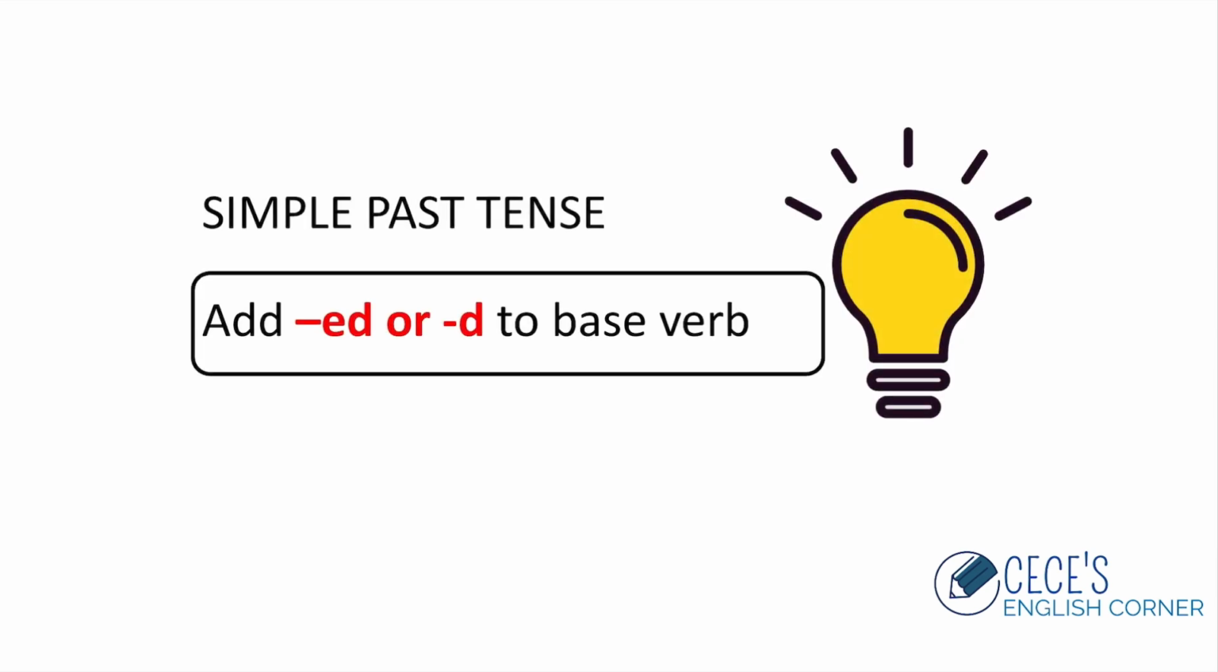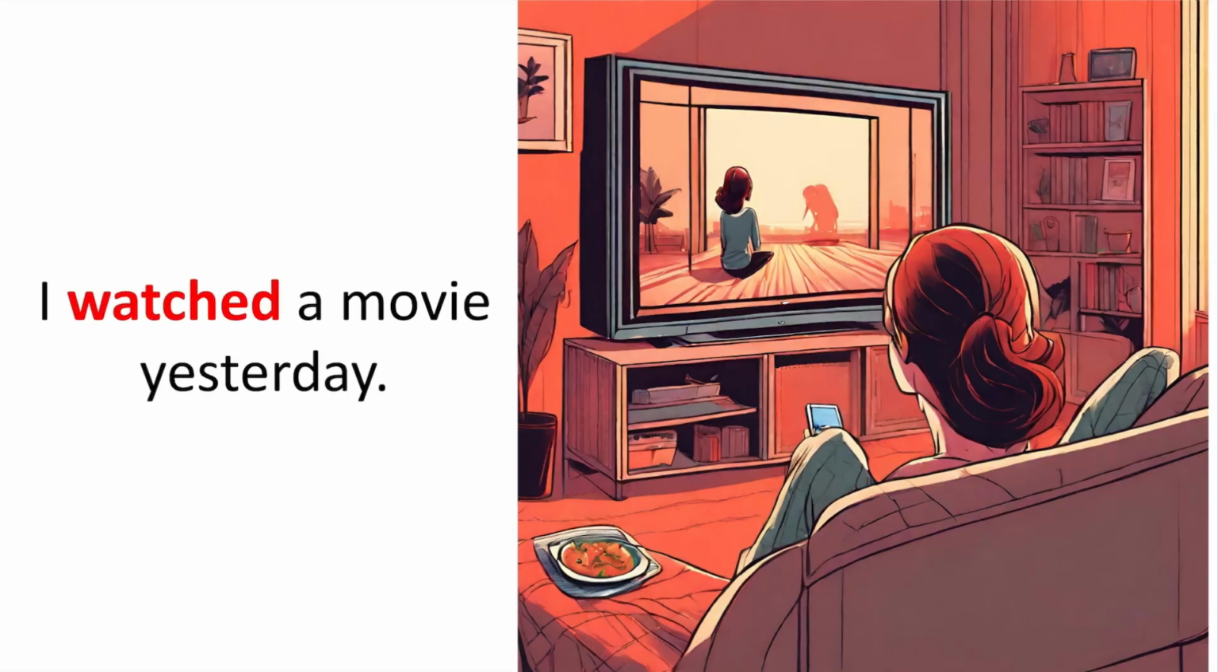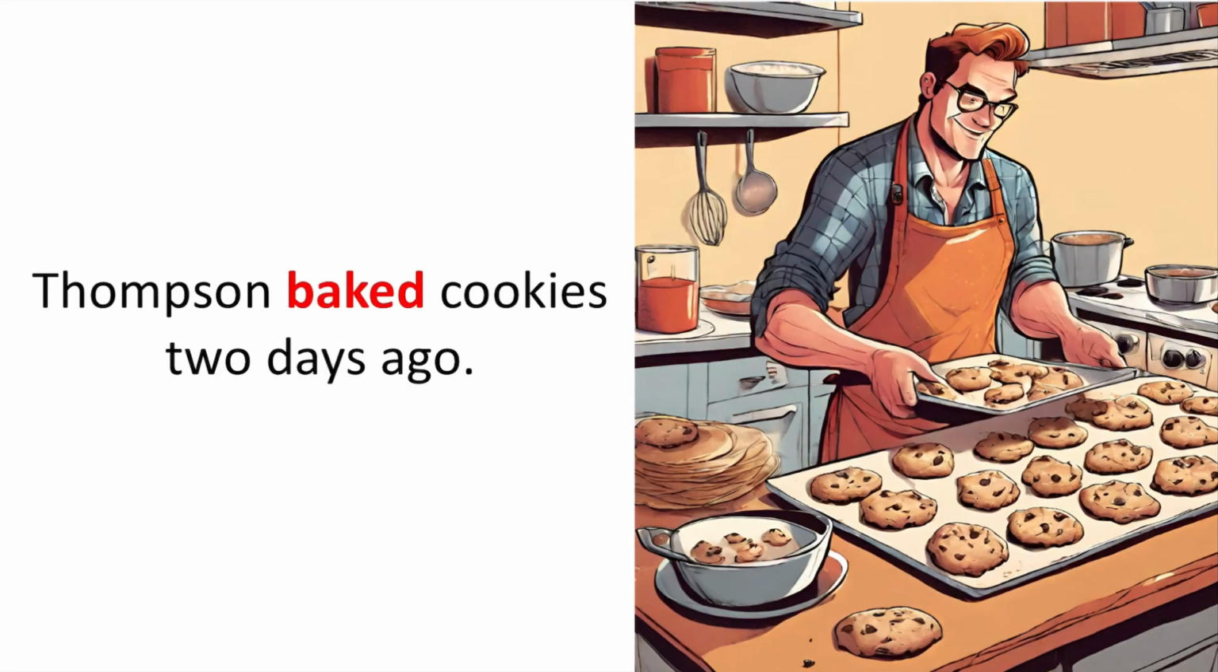For regular verbs, we usually form the simple past tense by adding ed or d to the end of the base verb. For example, I watched a movie yesterday. We add ed to the verb to watch to make it past tense. Thompson baked cookies 2 days ago. We add d to the verb to bake to make it past tense. Now notice that bake already ends in e, so to form the past tense, we simply add a d.